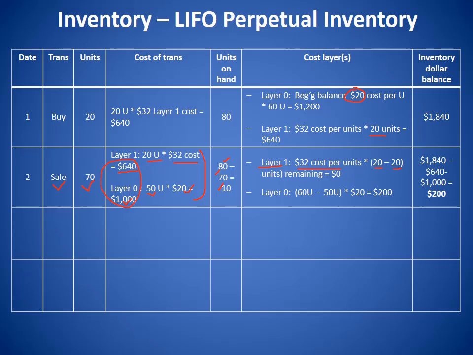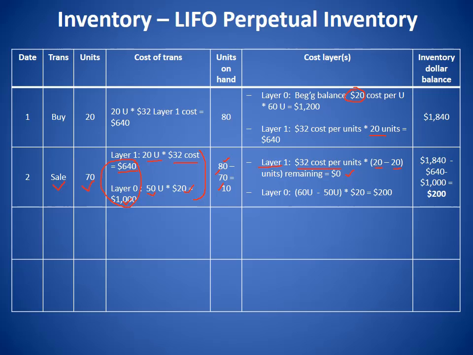Now we can look at the amount of value left in our ending inventory according to our layers. So we take a look at layer 1, and what we see basically is that we had 20 units in layer 1. We used up the 20 units, so the remaining value left in layer 1 is equal to $0.